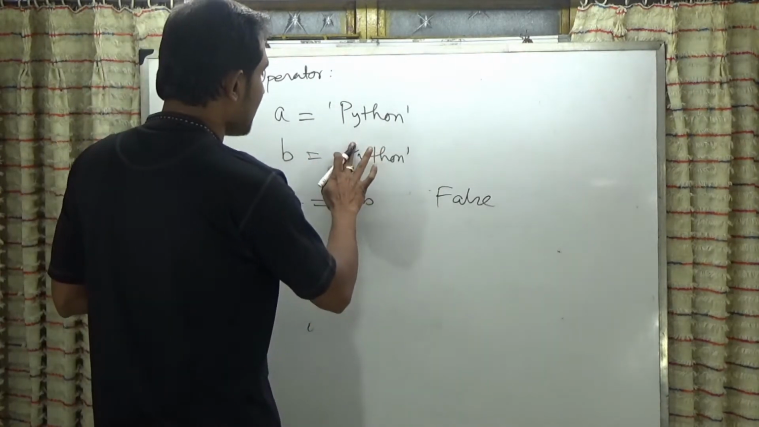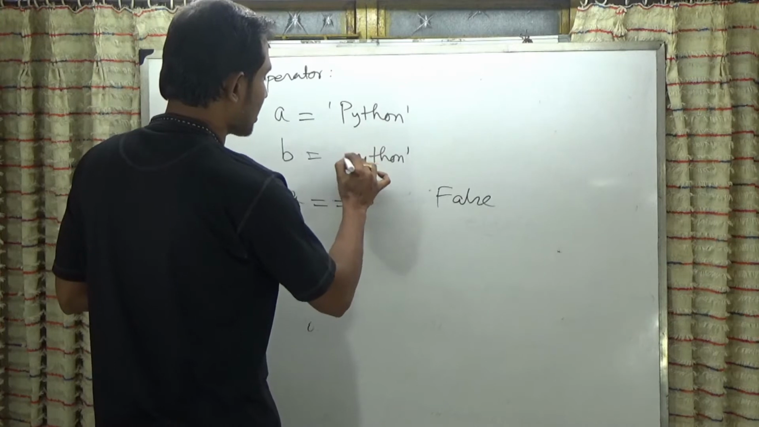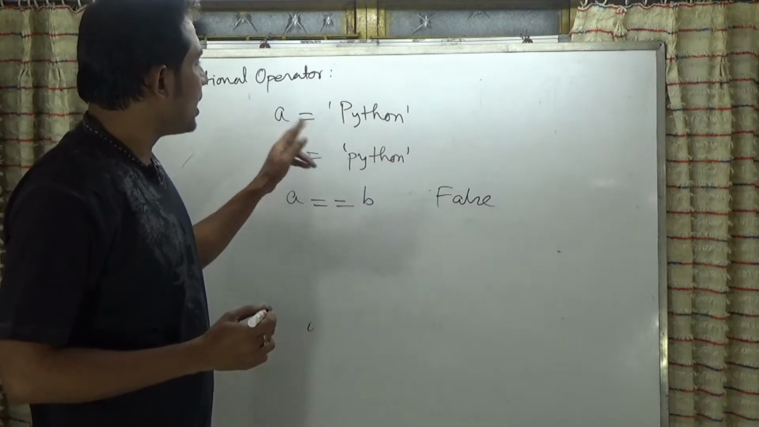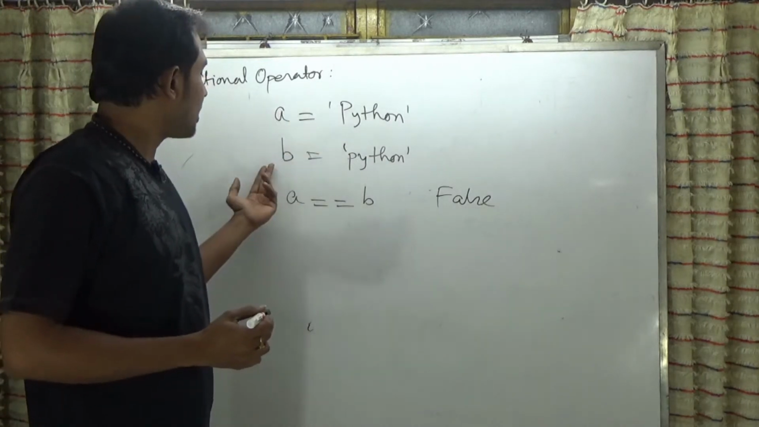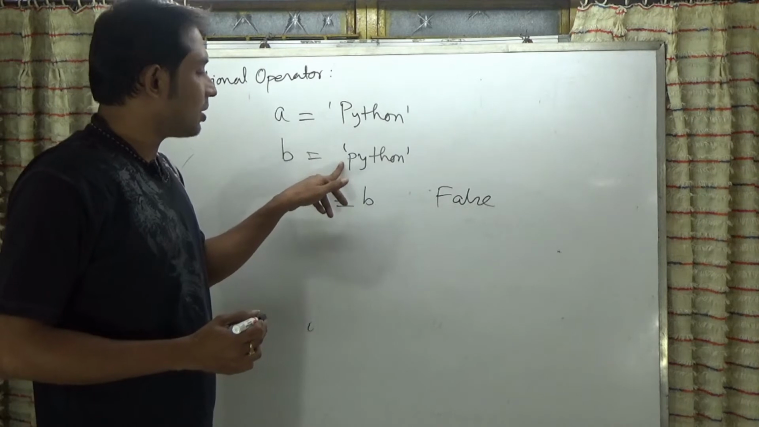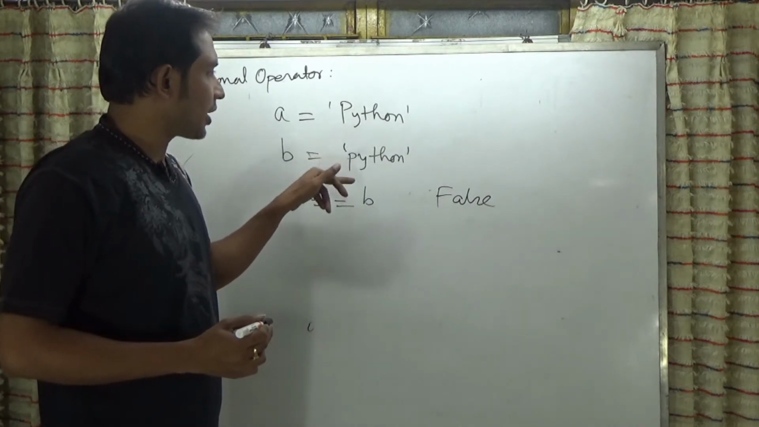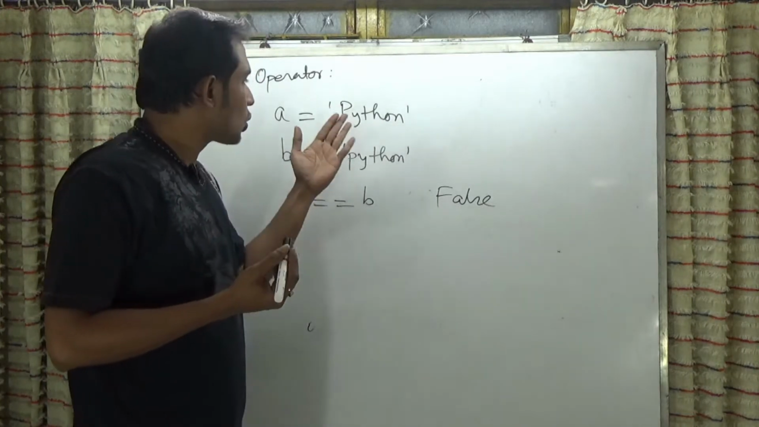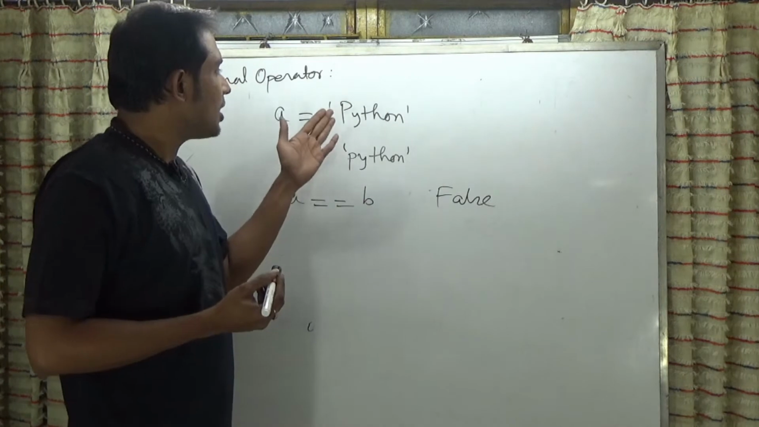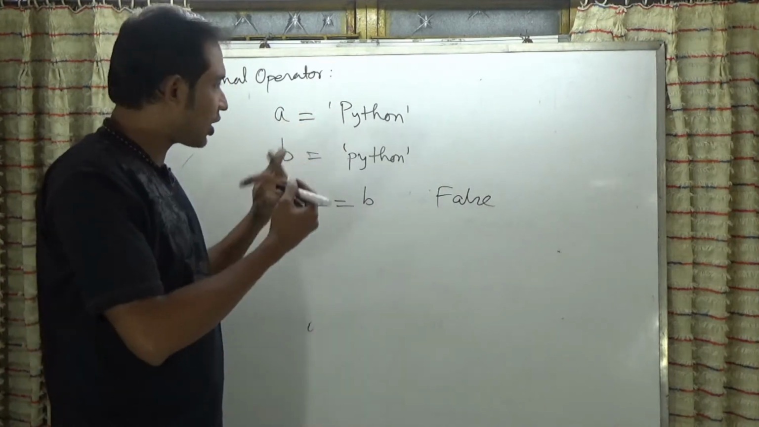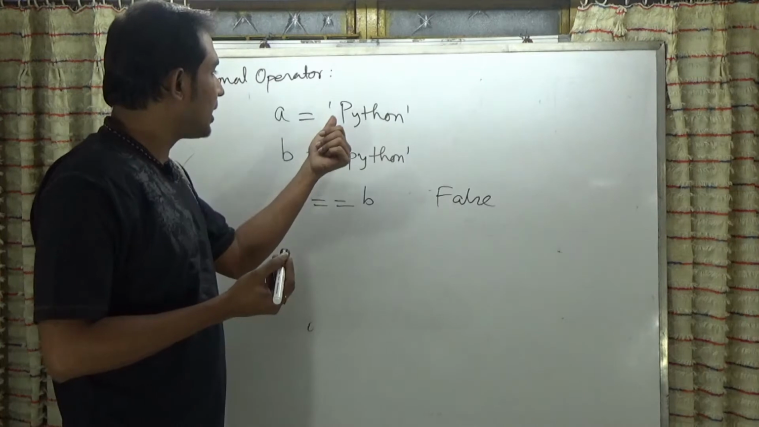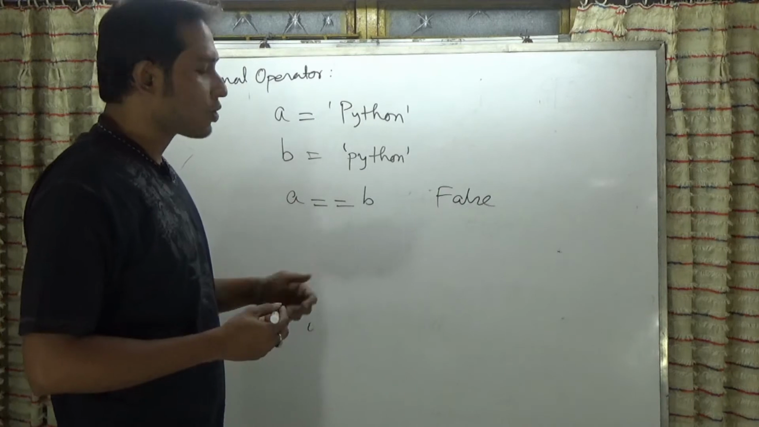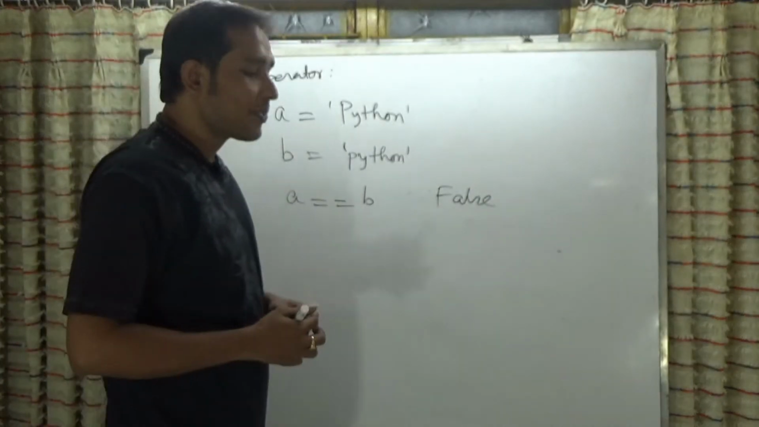Now if I make this letter P lowercase, then in the first variable A the P is uppercase, but in B the first letter is lowercase, and the ASCII value difference between lowercase and uppercase is 32. So by the lexicographic technique, when checking whether these two strings are equal, the ASCII values are not the same in the first character, so in this case also it returns false.